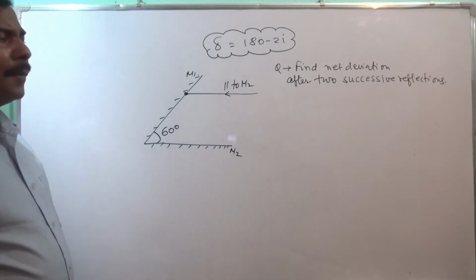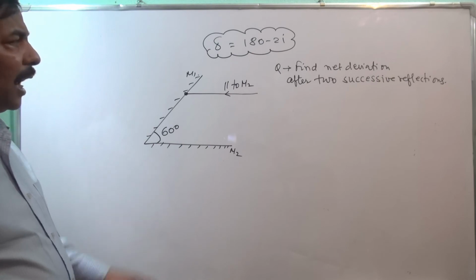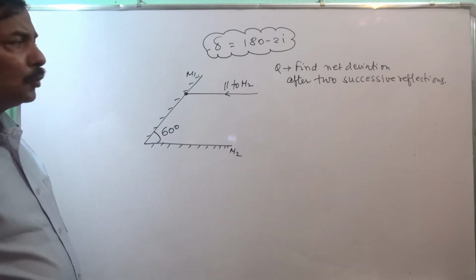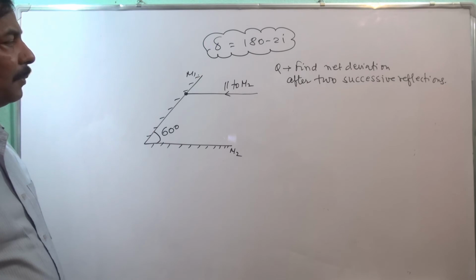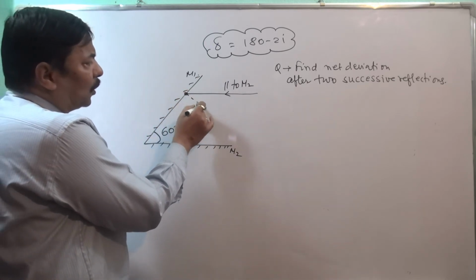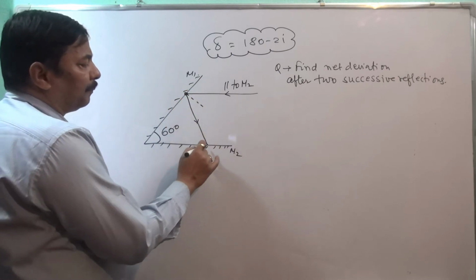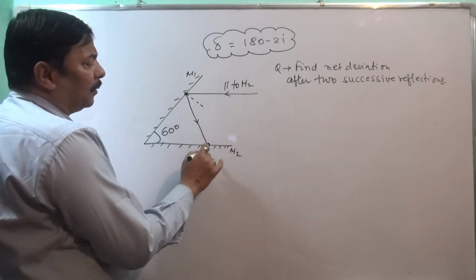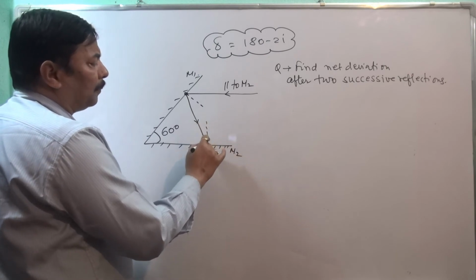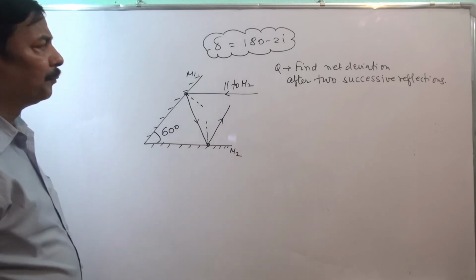Now first you have to complete the diagram. This diagram is incomplete and the question is given in this way. So first you will have to complete the diagram. How can we complete the diagram? Here we will draw the normal and this will represent your reflected ray. Here again we will drop the normal and this will represent your reflected ray.